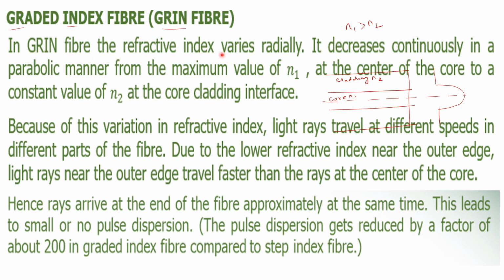In GRIN fiber, the refractive index varies radially. It decreases continuously in a parabolic manner from the maximum value of N1, so from here it decreases down this way and down this way, from the maximum value of N1 at the center of the core to a constant value N2 at the core cladding interface. Because of this variation in refractive index, light travels at different speeds in different parts of the fiber. Due to the lower refractive index near the outer edge, the rays near the outer edge travel faster than those at the center.